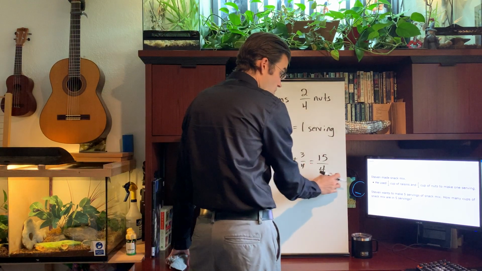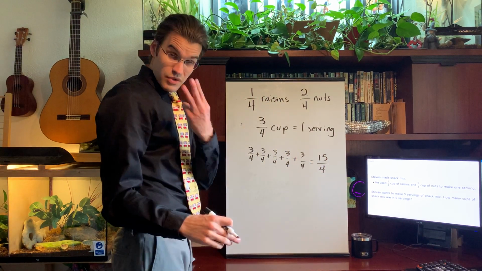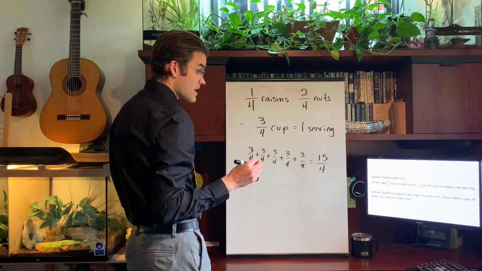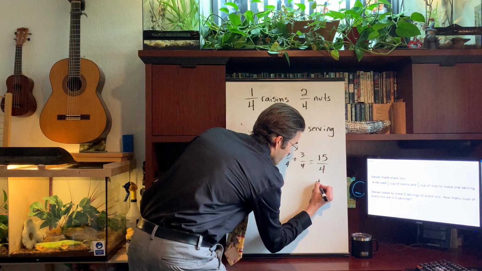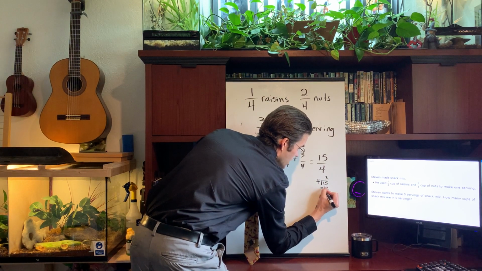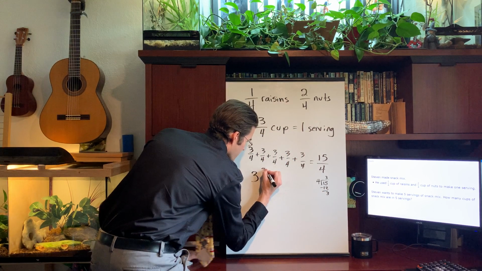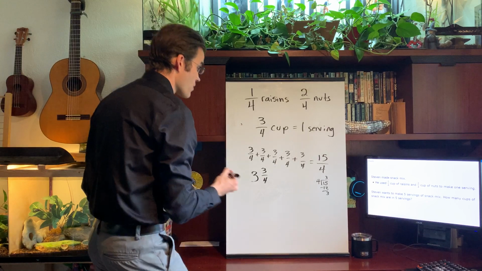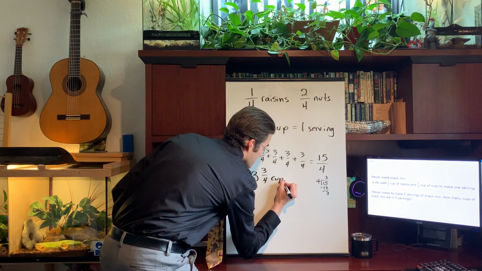So we have to turn that into a mixed number. How many times does 4 go into 15? 3 times. Okay. Goes in 3 times with a remainder of, well, let's do the math here. 4 into 15, 12, 3, and 3/4. There we go. 3 3/4 cups.